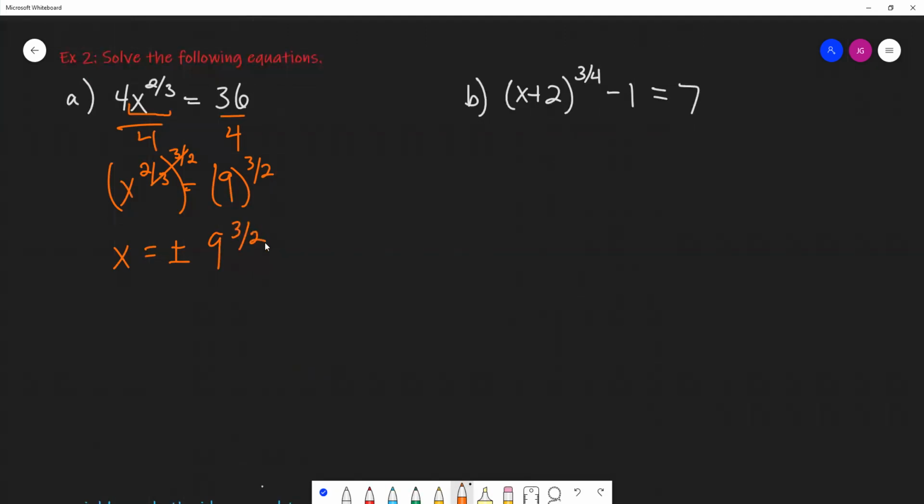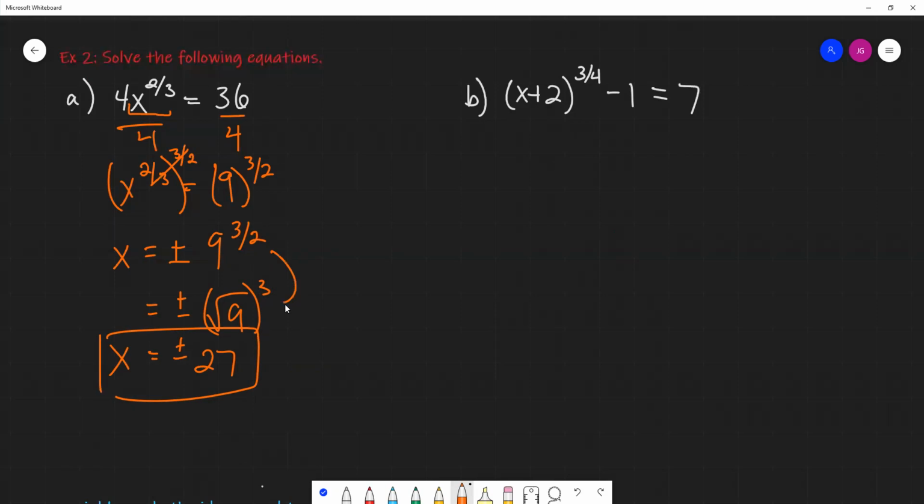Always start by doing the denominator first. So for 9, I would just rewrite this completely. So plus or minus square root of 9 to the 3rd power. Square root of 9 is 3. 3 to the 3rd power is 27. And so x is equal to plus minus 27. Remember that these two things are equal based off of what we did in chapter 6.1, right?